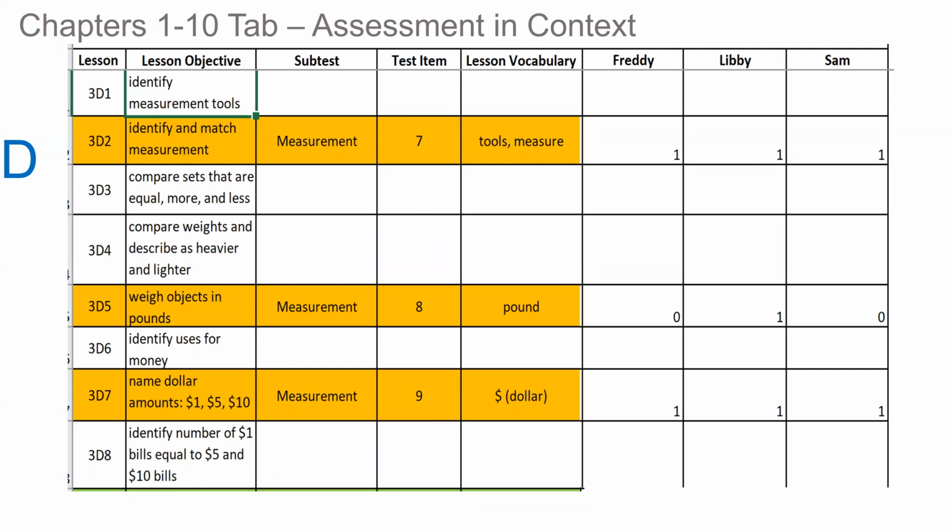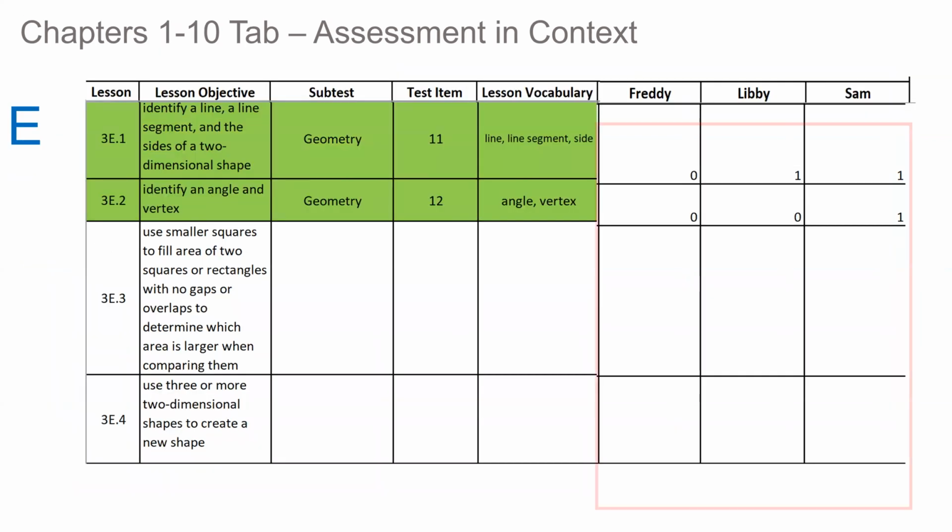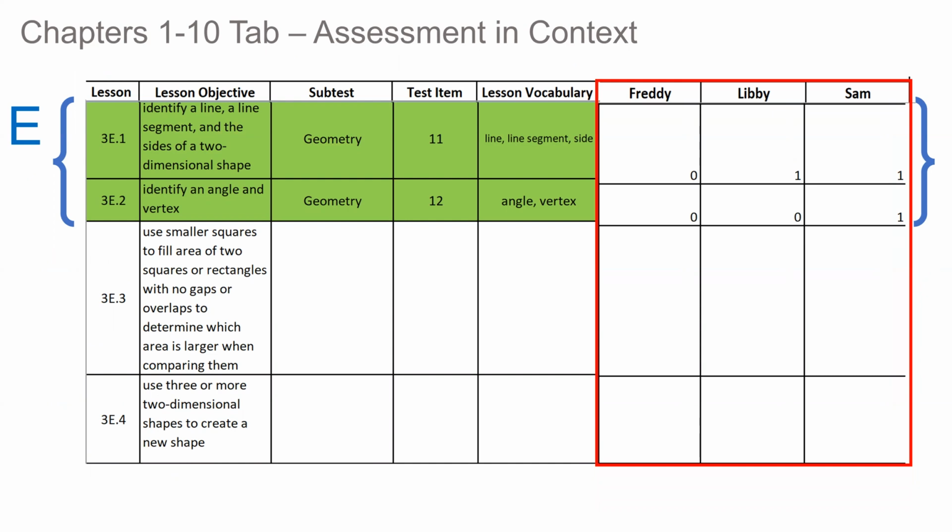In section D, the 3 assessment items are all from the measurement subtest. 3 students have a basic knowledge of measurement tools and can identify dollar amounts of $1, $5, and $10. However, 2 of 3 students do not know how to weigh and identify the weight of objects. In section E, Freddie and Libby have challenges with identifying parts of a shape, such as lines, sides, line segments, vertices, and angles, whereas this seems to be a strength area for Sam.